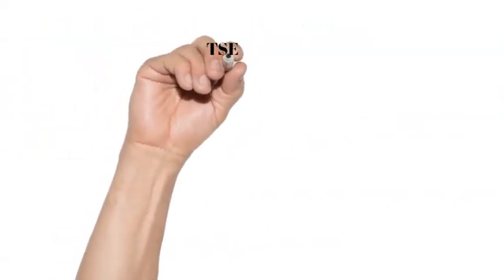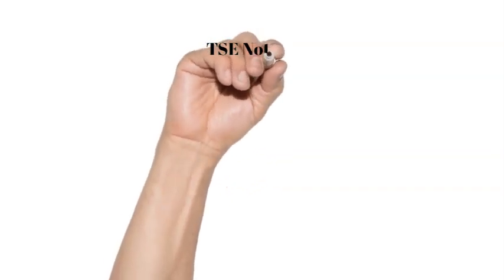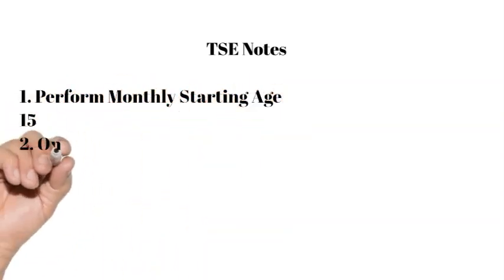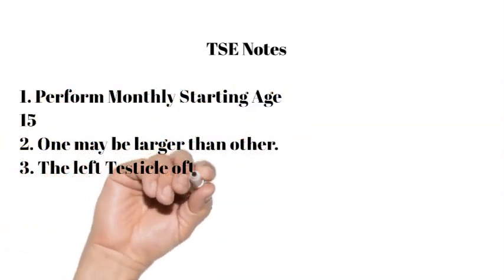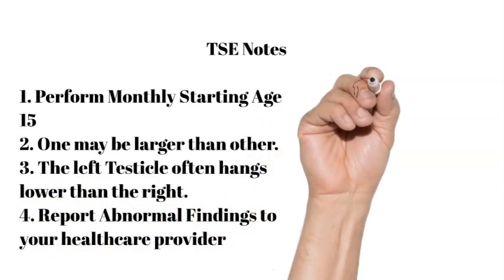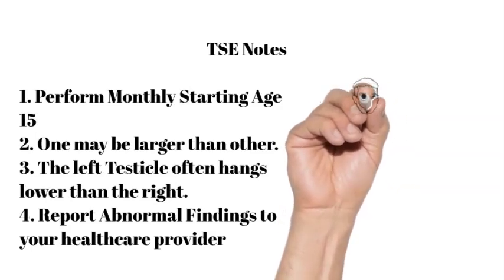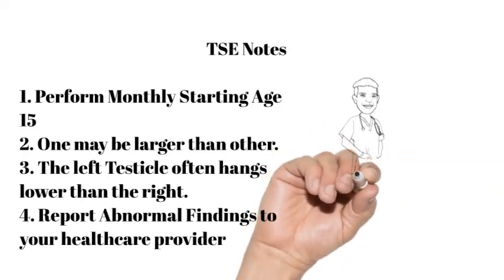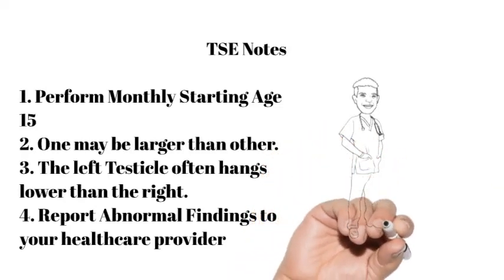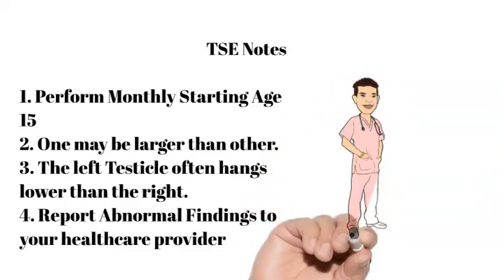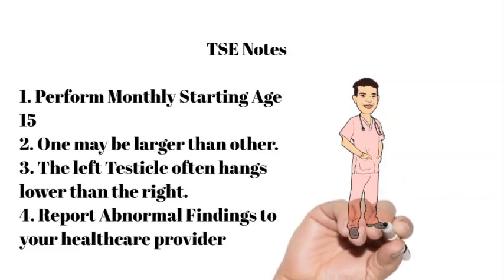It is important to note that it is normal for one testicle to be slightly larger than the other, and for the testicles to feel somewhat lumpy. However, any significant changes in size, shape, or texture should be brought to the attention of a healthcare provider. Men should perform a TSE monthly starting from age 15 to 16 years old. It is also recommended for men to continue to perform TSEs throughout their adult life as the risk for testicular cancer increases with age. In addition to performing regular TSEs, men should also have regular checkups with their healthcare provider to monitor their overall health and detect any potential issues early.